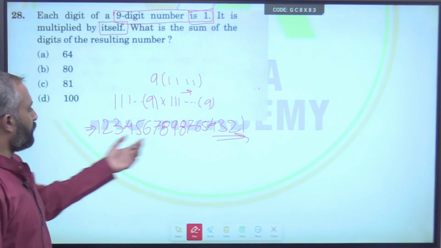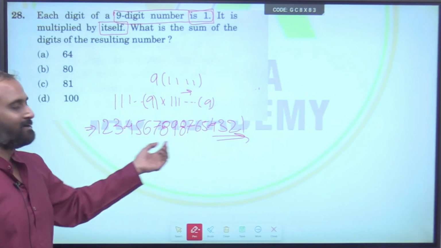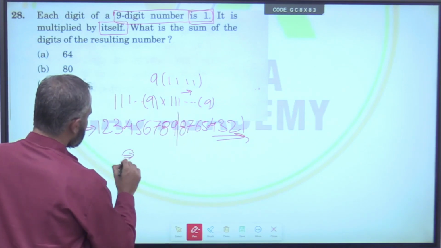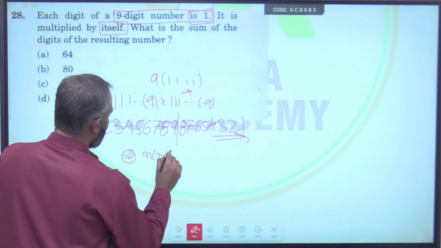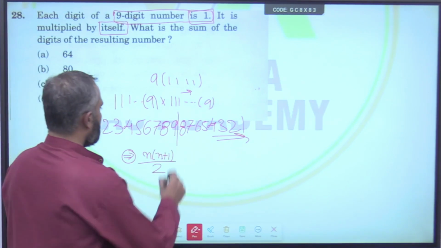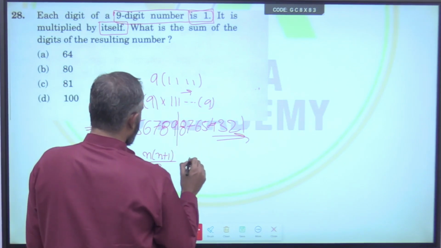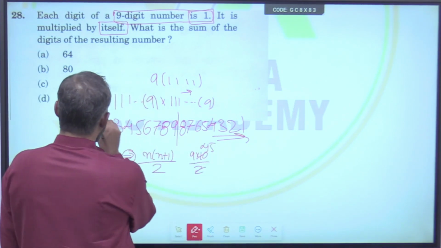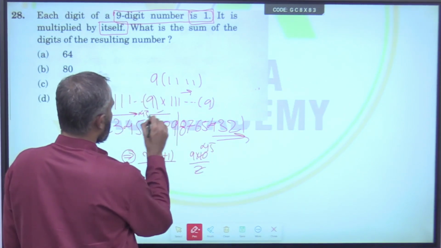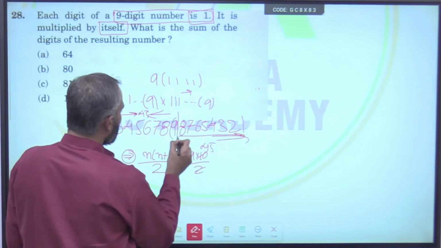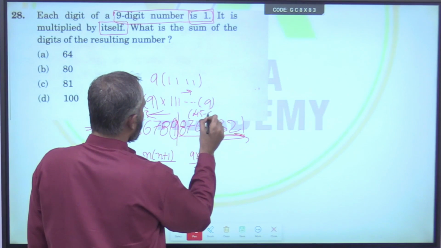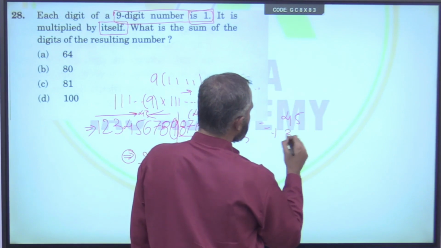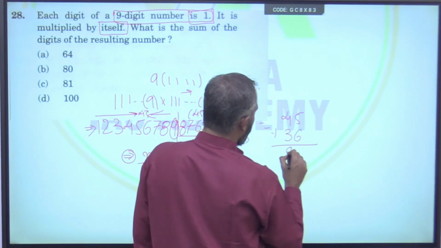Now, how do you get the sum of the digits? Don't just go on adding. It's not an efficient method. We know that the sum of the first n numbers is n into n plus 1 by 2. Here n is 9. So, 9 into 10 by 2, 45. So, until here the sum of digits is 45. And what is this side lacking? It is lacking only 9. It is nothing but 45 minus 9, which is 36. You add 45 plus 36, you will get 81.